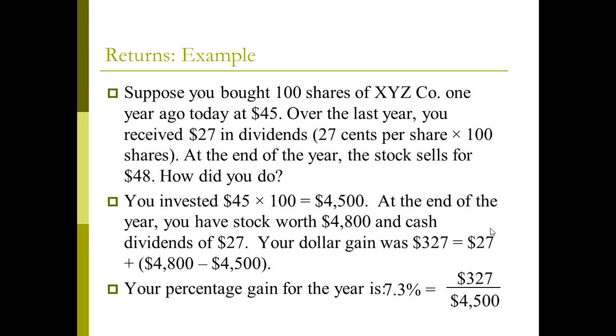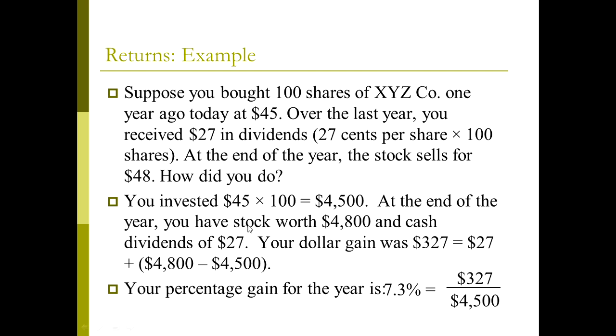Here we have an example. Now suppose you bought 100 shares of XYZ company a year ago. The price today, a year ago at the same time, was $45. Over the last year, you received $27 in dividends because each share you get 27 cents and you totally purchased 100 shares. At the end of the year, you sell the stocks for $48. What is your return? So first of all, you totally invest $45 times 100 shares, $4,500 is your beginning price.